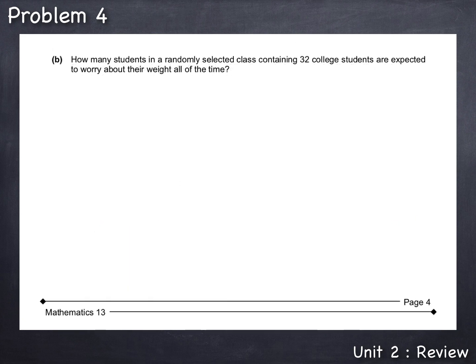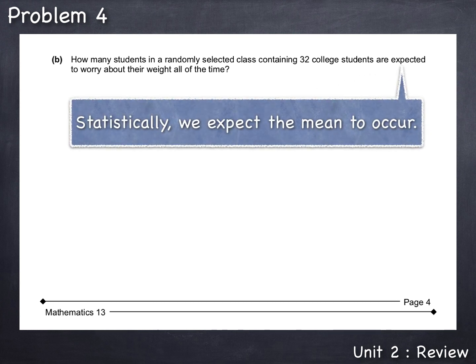Now for part B. Question: how many students in a randomly selected class containing 32 college students are expected to worry about their weight all of the time? So to answer this question of what we expect, statistically speaking, we always expect the mean to occur. So when the question is asking for our expected value, we merely just have to calculate the mean value.